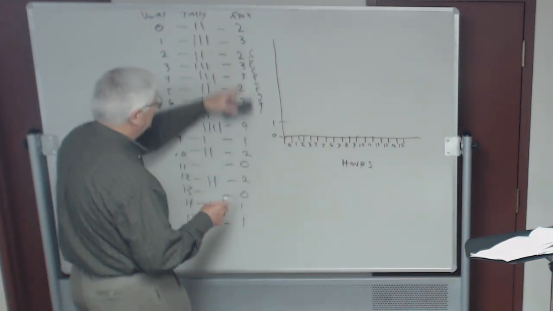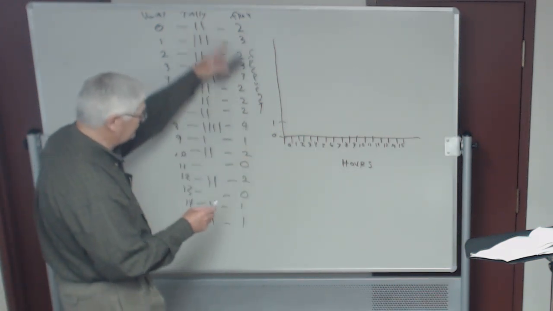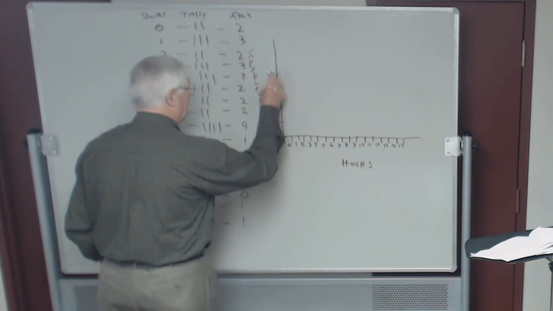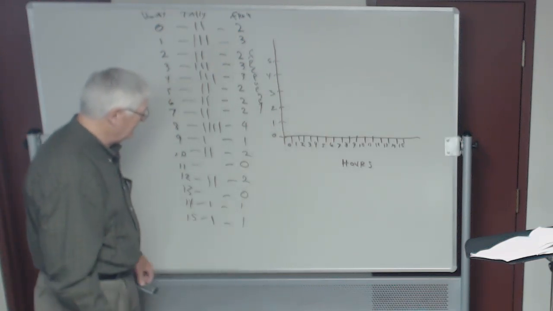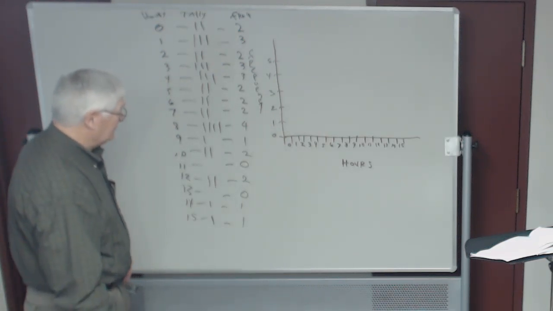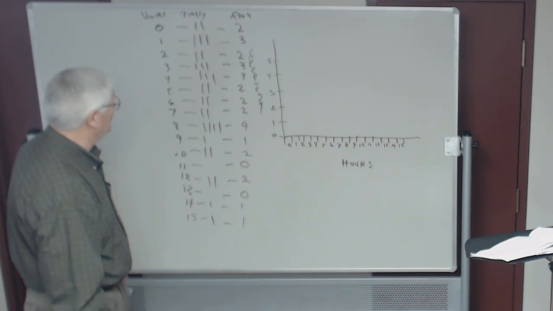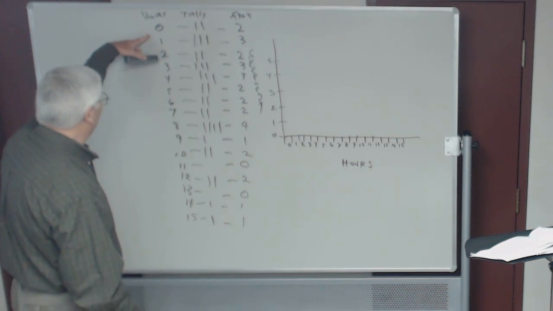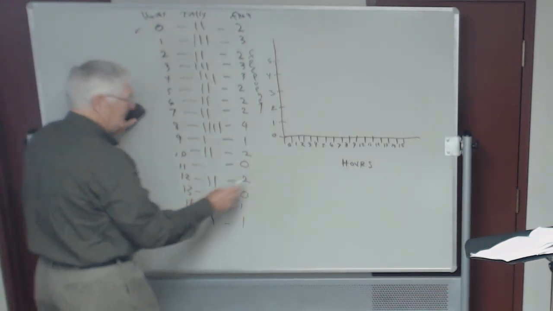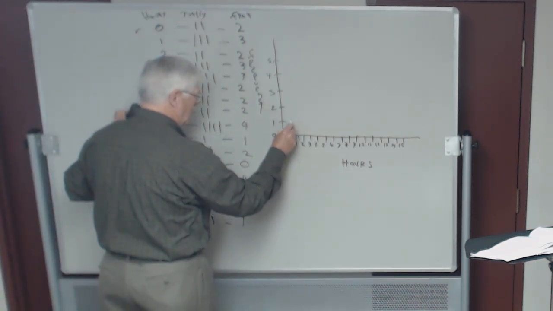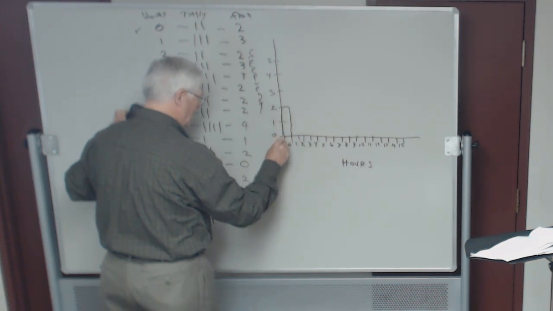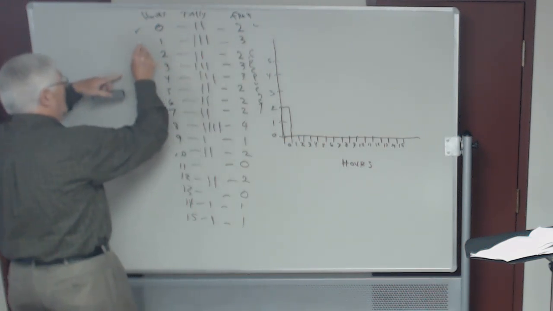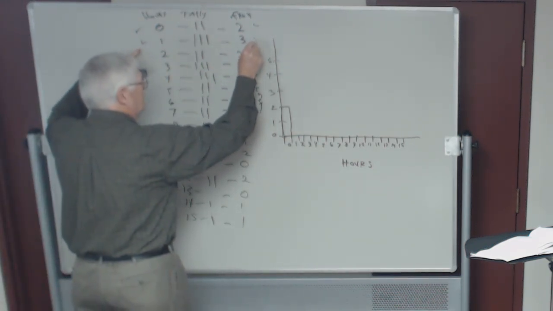What's the highest frequency number? 4. 1, 2, 3, 4. Okay? So we start here and do what? At 0 hours, the frequency was what? 2. Agreed? At 1 hour, the frequency was 3.